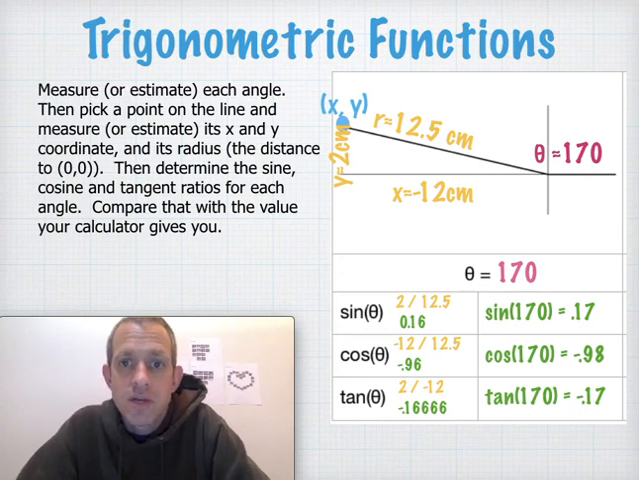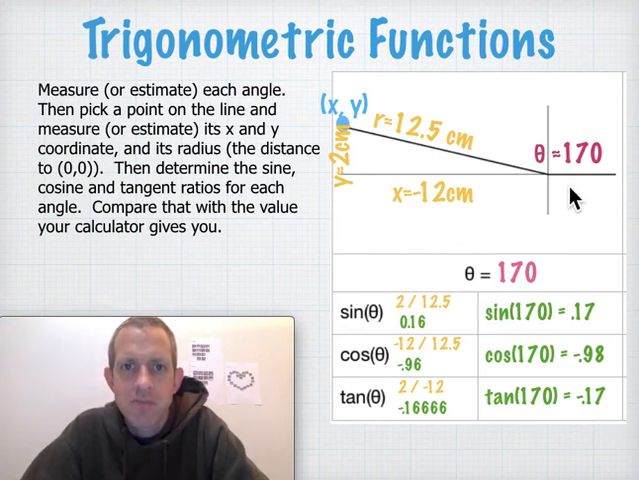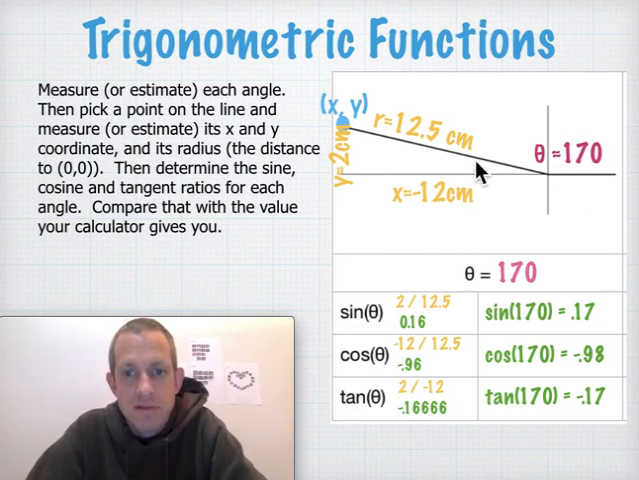Now, if you need a sine or cosine or tangent value for some angle, please use your calculator. But I want you to realize that the numbers that the calculator gives you are not just some sort of black magic. It is based on these definitions. It's just that it's more precise than we are when we measure it by hand.